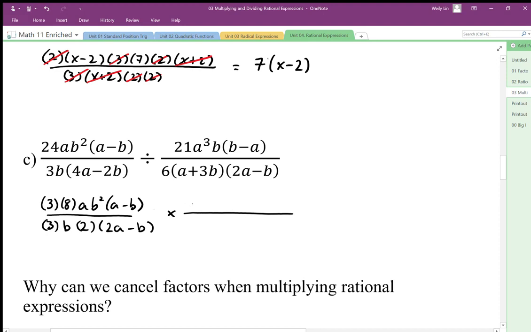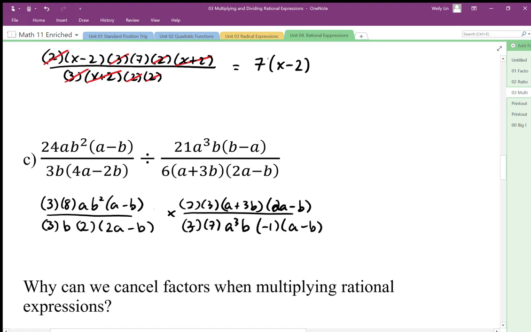So it's going to be 6, which I'm going to write as 2 times 3. I have an a plus 3b. And I have a 2a minus b. Those will cancel out. The 21 I'm going to write as 3 times 7. A cubed b, and the b minus a I'm going to write as negative 1 times a minus b.